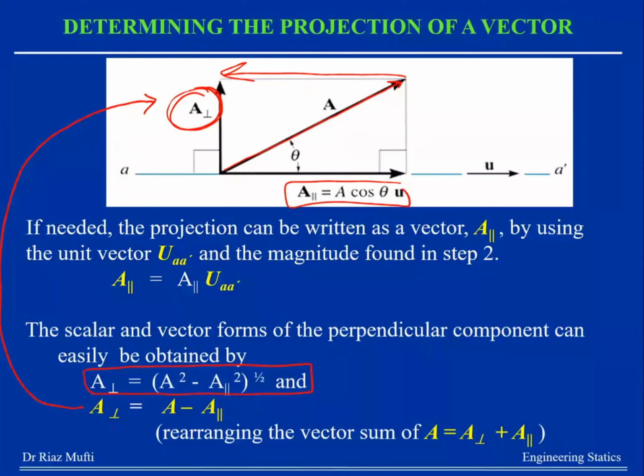So remember, in simple words, if I have to find the projection of a vector along any one axis, I need to do a dot product of that vector with the unit vector along that axis. Is that clear to everyone?